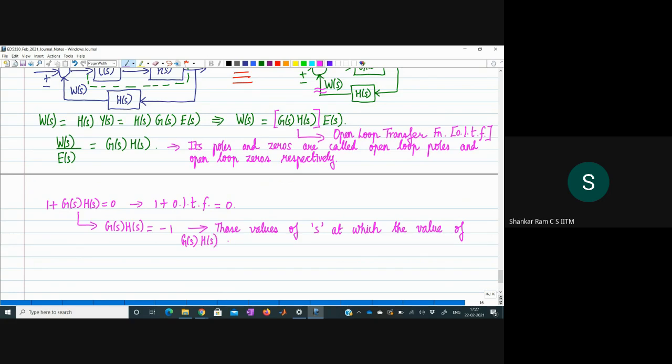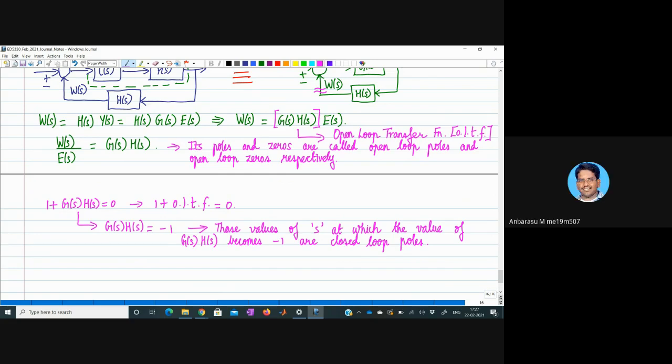So values of s at which the open loop transfer function becomes -1 are closed loop poles. So g of s h of s equals -1 doesn't mean that the open loop transfer function is always -1. I hope that subtle difference is clear. Because 1 plus g of s h of s equals 0 is the closed loop characteristic equation. So if we rewrite it as g of s h of s equals -1, it does not mean that the open loop transfer function value is always -1. I hope that subtle point is clear.